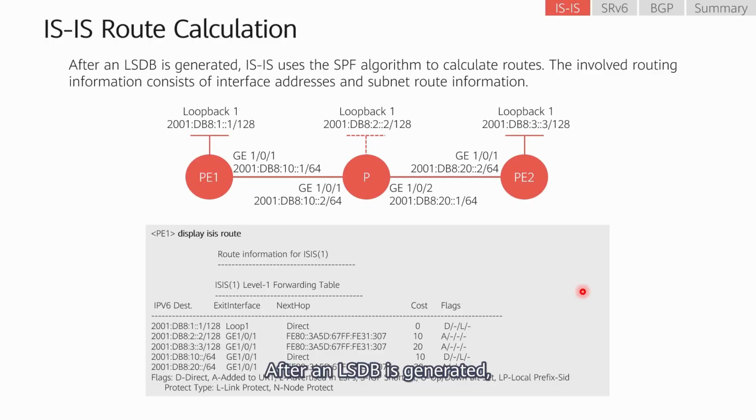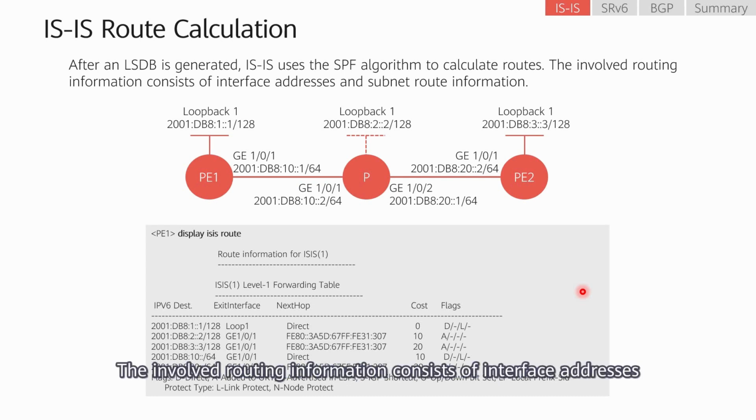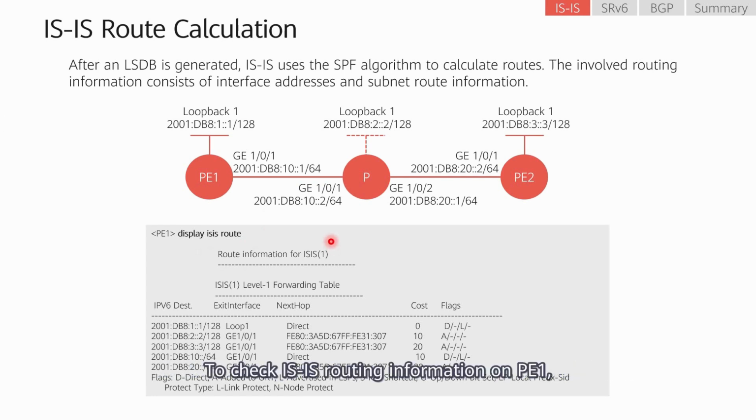After an LSDB is generated, IS-IS uses the SPF algorithm to calculate routes. The involved routing information consists of interface addresses and subnet route information. To check IS-IS routing information on P1, we can run the display isis route command. Here, we can see that the routing information displayed in the command output is consistent with that carried in corresponding IS-IS LSPs. Note that the next hop addresses in the IS-IS routing information are link local addresses, not user-configured global unicast addresses.